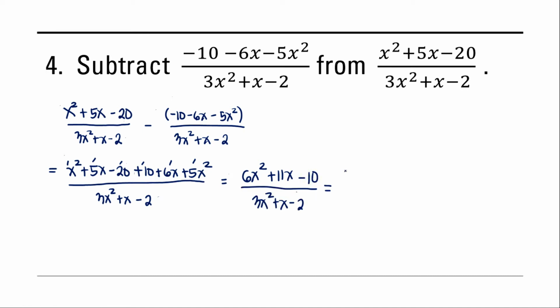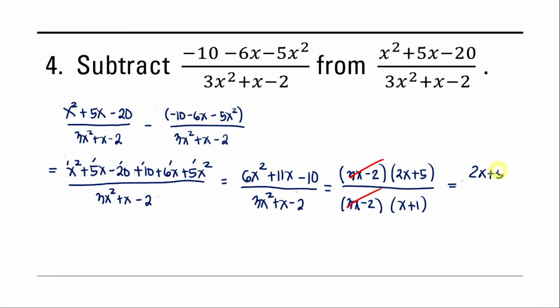6x squared plus 11x minus 10 will give us the factors 3x minus 2 and 2x plus 5. 3x squared plus x minus 2 will give us the factors 3x minus 2 and x plus 1. We can cancel out 3x minus 2. Ang natira is 2x plus 5 over x plus 1. And that is already our answer.